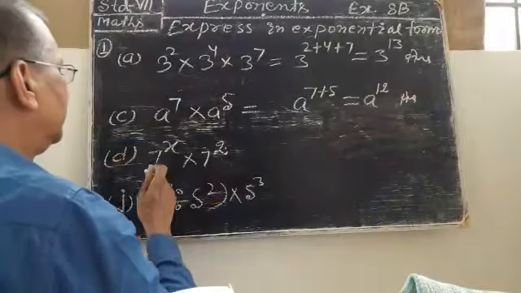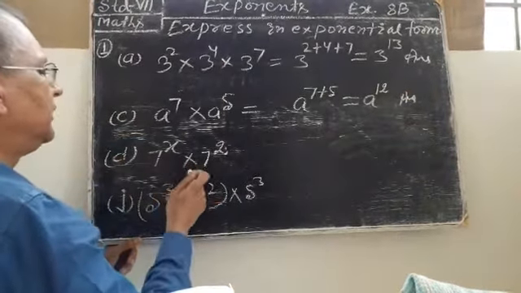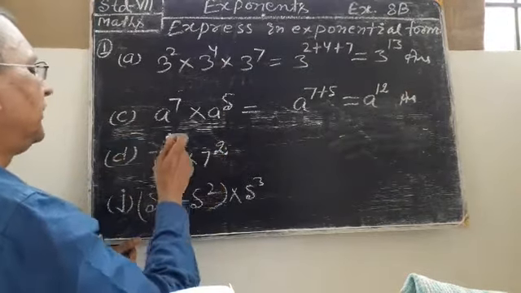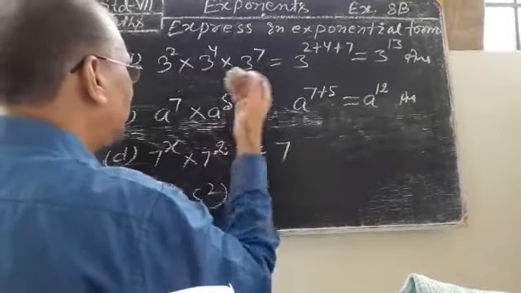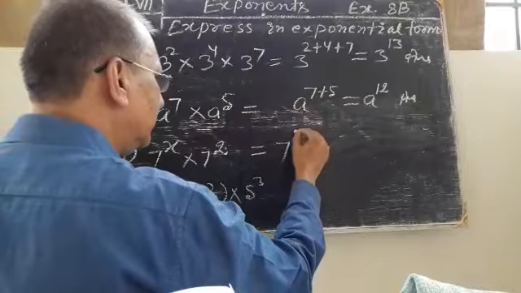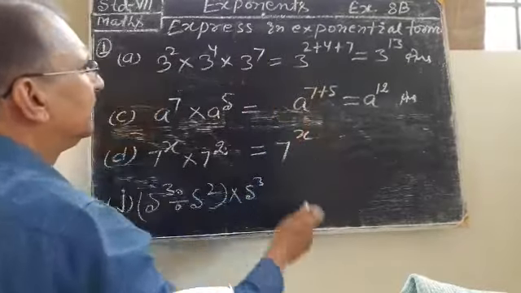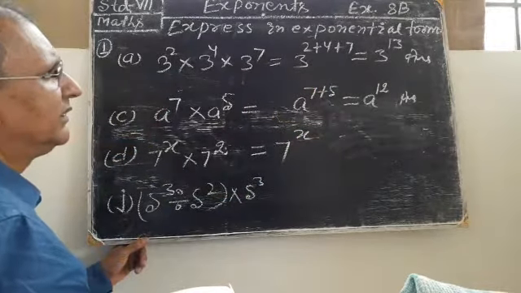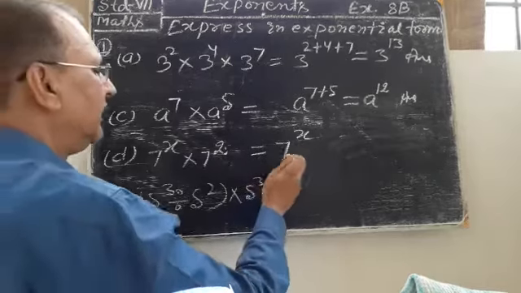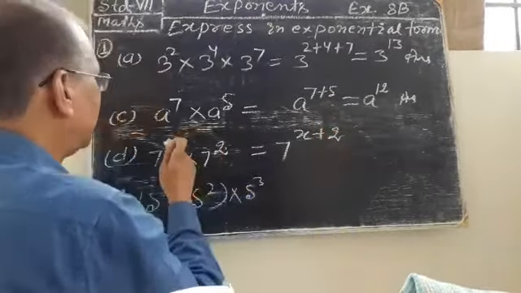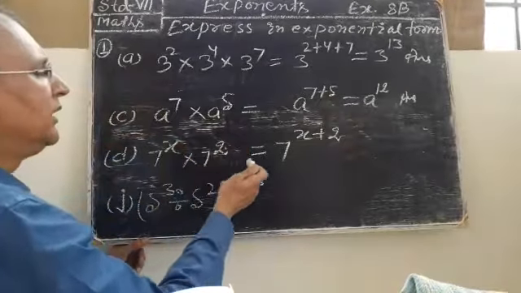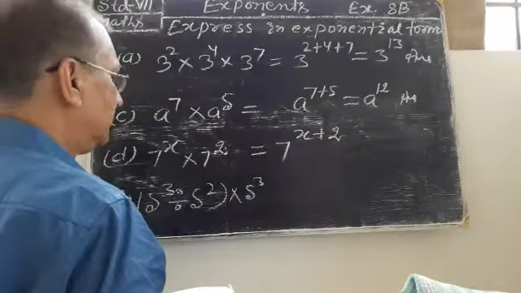D is something different. See, here it is x power 7 into 7 power x into 7 power 2. The value of x is not known, it does not matter, but we have to express in the exponential form. So in the exponent it will be x plus 2. The first power is x and the second power is 2. So the power of 7 is equal to x plus 2.